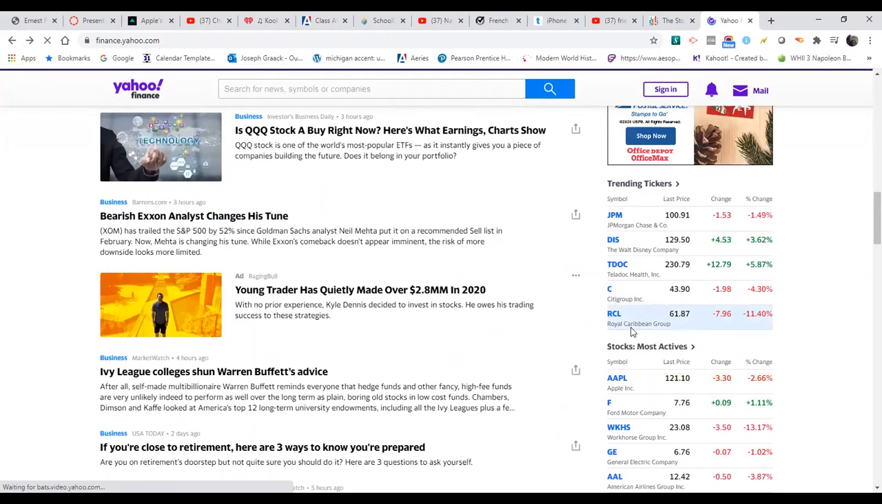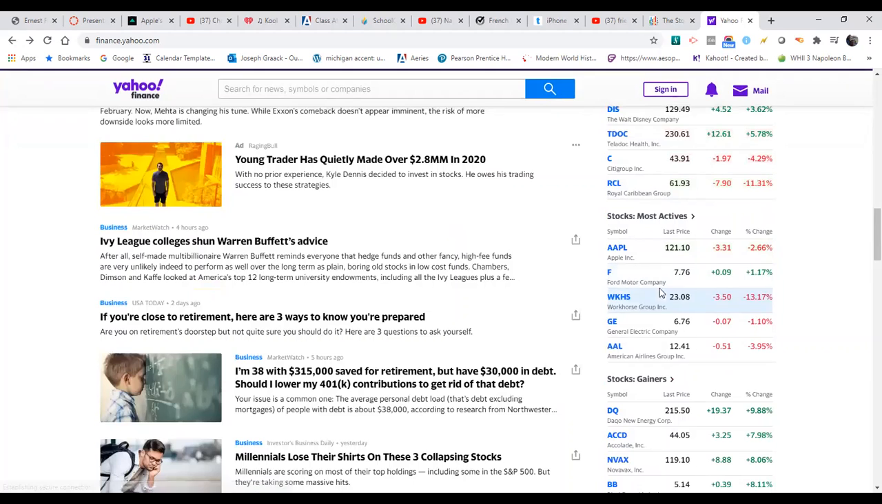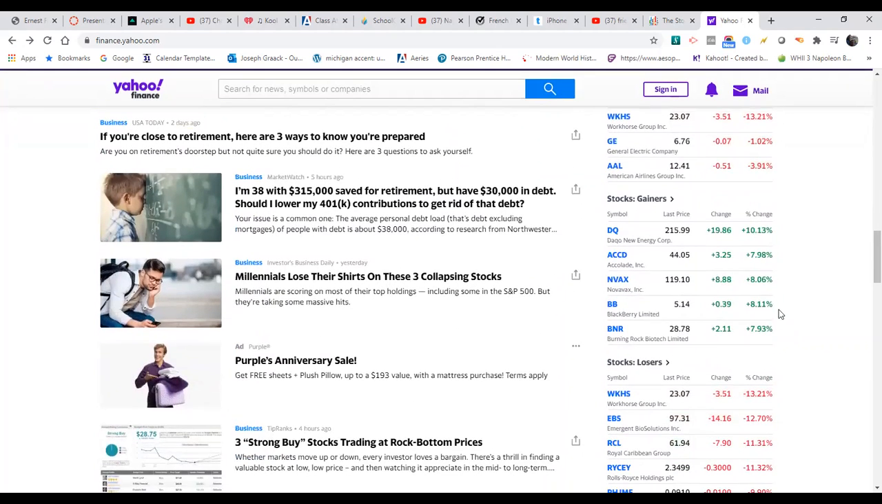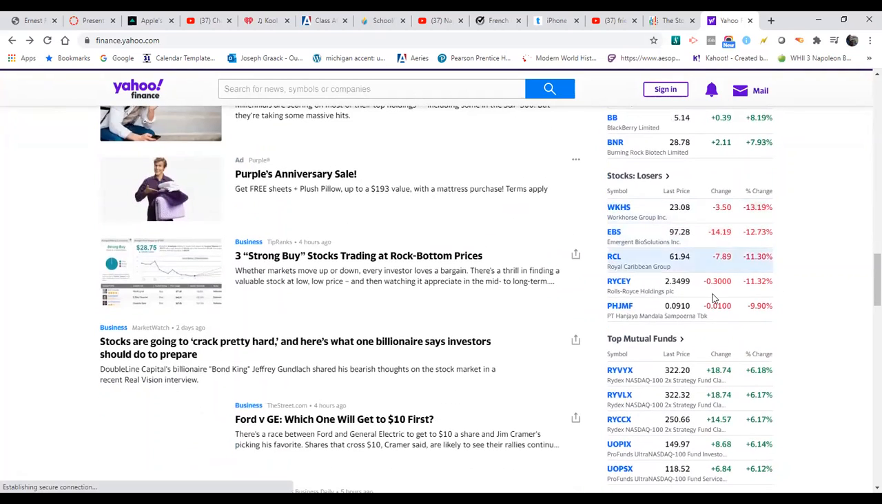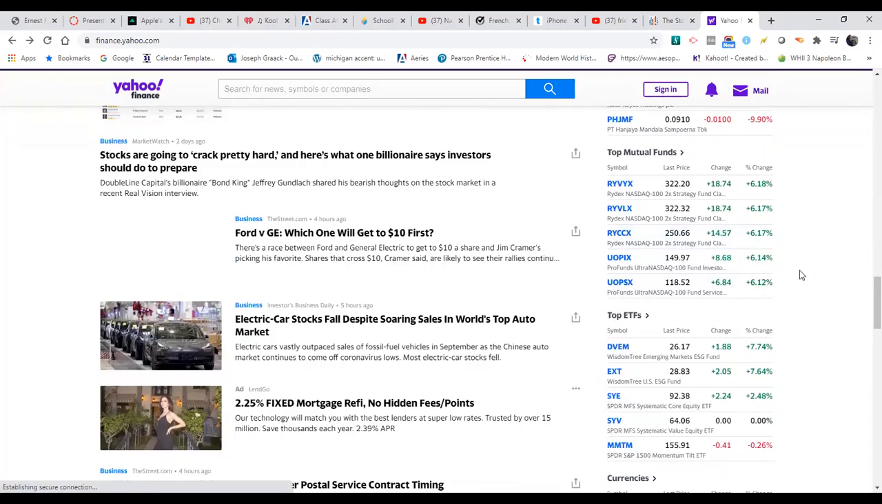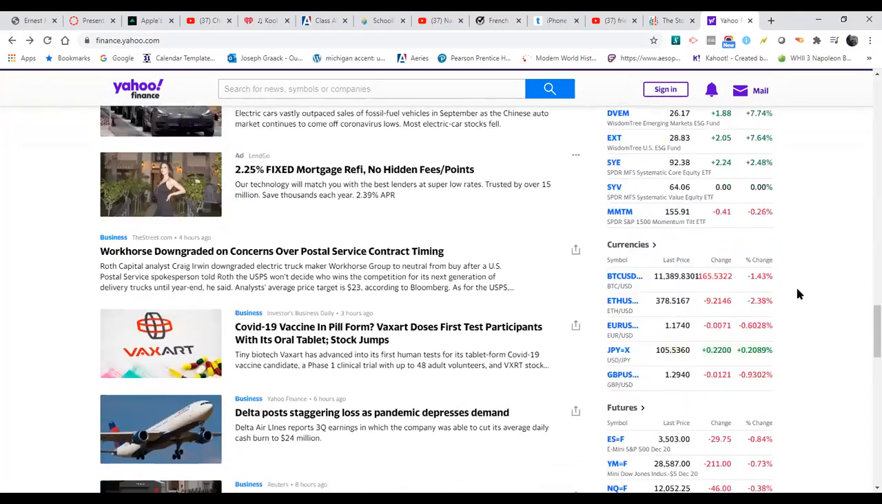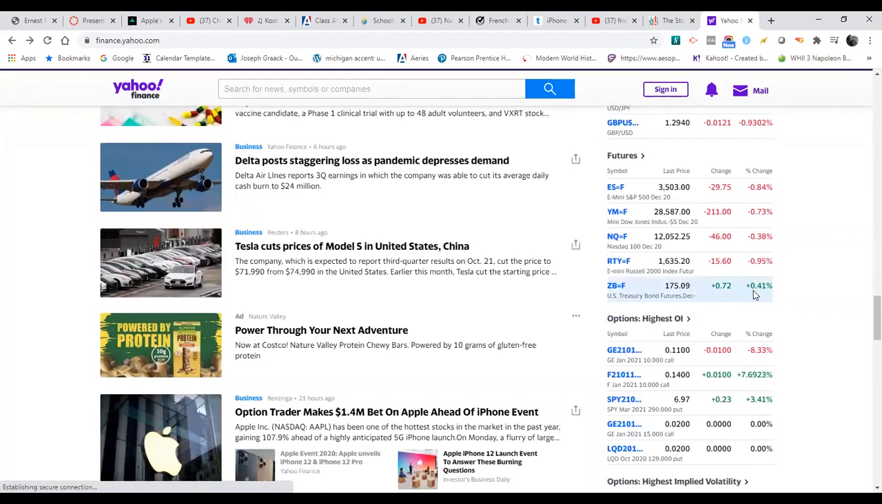So trending is basically your companies that are most active today in terms of trending one way or the other. Actives are the most traded. Gainers, you can see which stocks here have gained the most, which have lost the most. And then there's also a spot for mutual funds, currencies, a number of different things here.